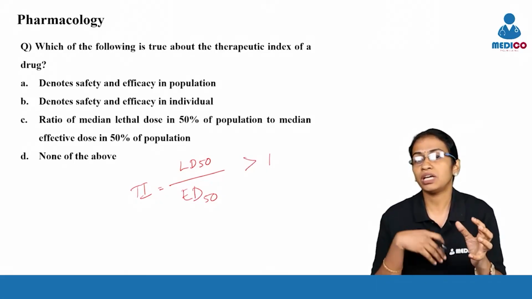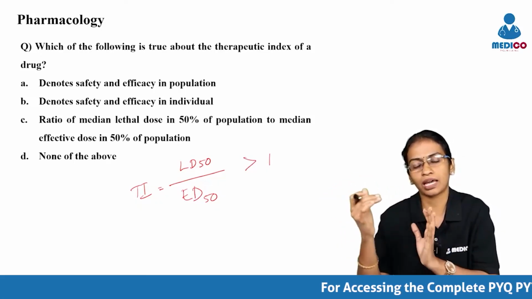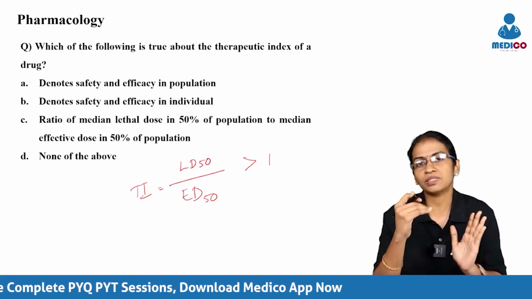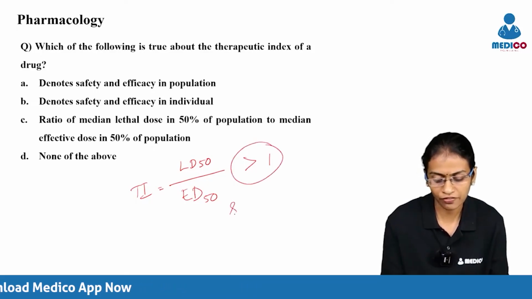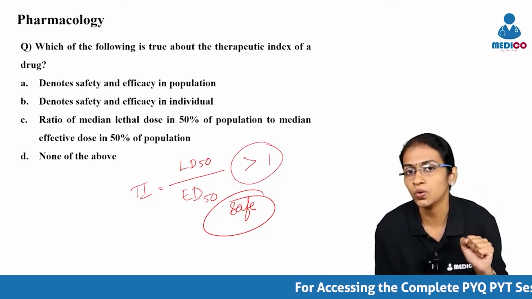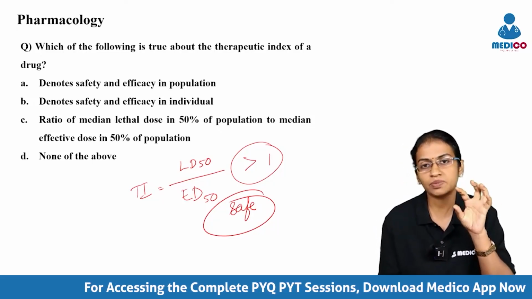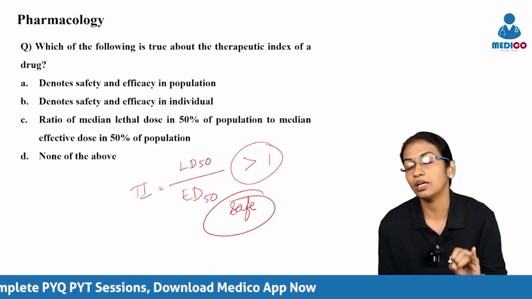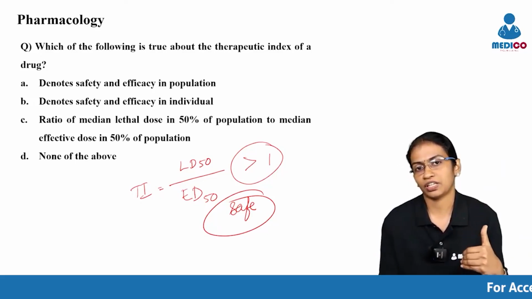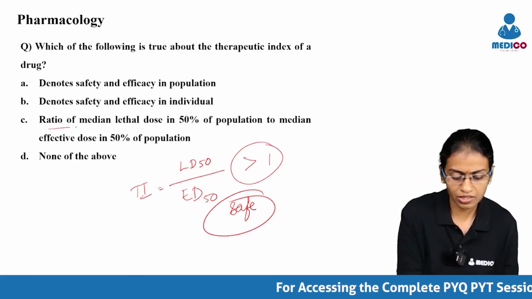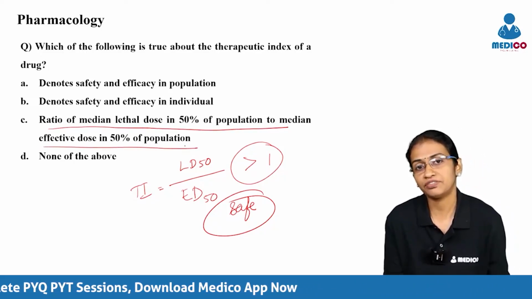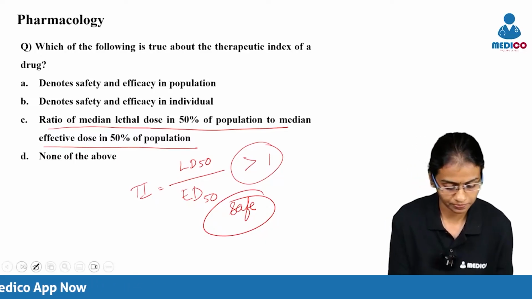LD50 being more means you need a higher dose to kill 50%, and ED50 being small means even with a lower dose, it is effective. So if it is more than 1, it means it is a safe drug. If the therapeutic index is less than 1, it means it has a narrow safety margin. Clear? So it is basically an indication of the safety of the drug. It's the ratio of the lethal dose 50 to the effective dose 50, that is, the ratio of the median lethal dose in 50% of the population to the median effective dose in 50% of the population.